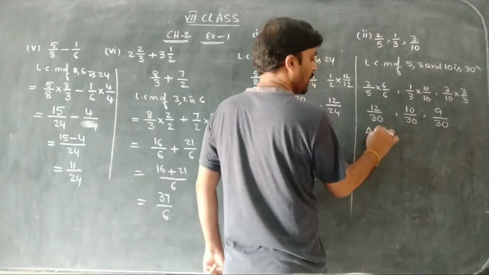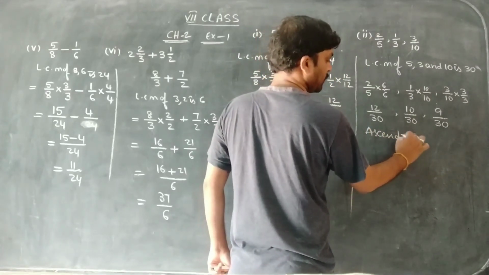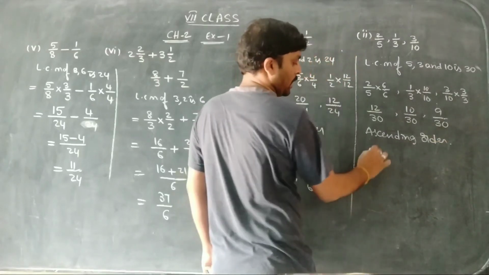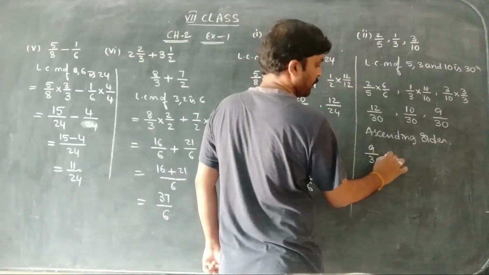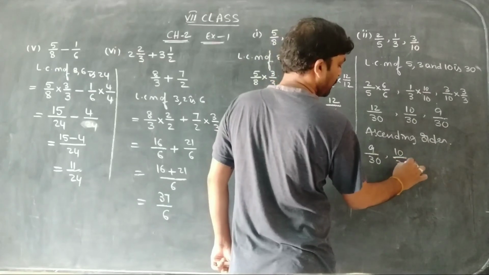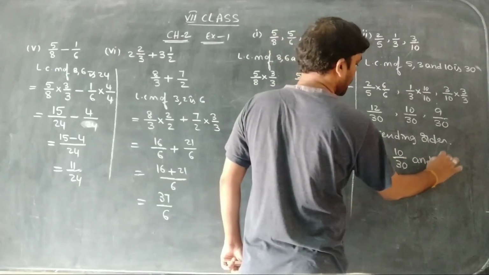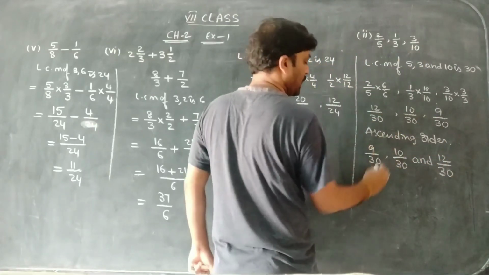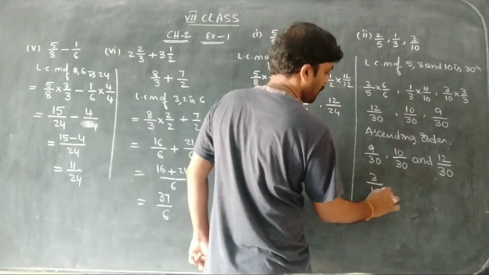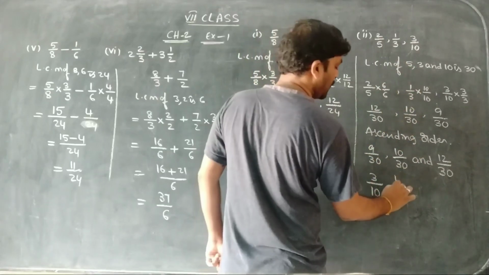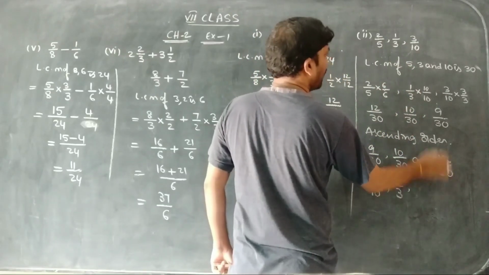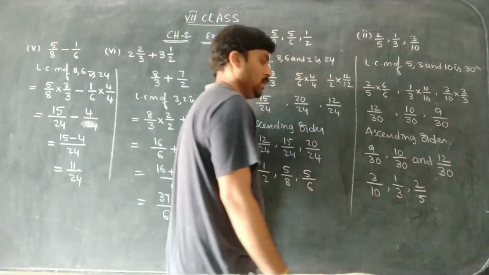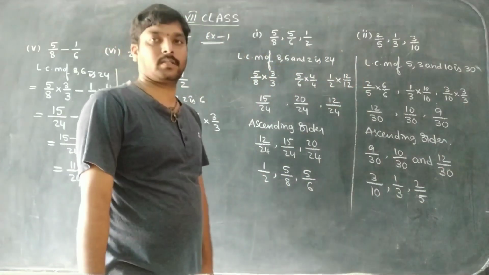Now ascending order. So now smallest is 9 by 30, 10 by 30 and 12 by 30. Now 9 by 30 means 3 by 10. 10 by 30 means 1 by 3 and 12 by 30 means 2 by 5. So this is the ascending order of the fractions. Okay.